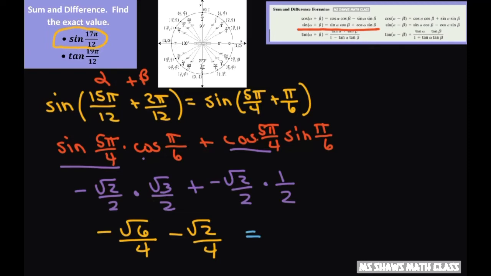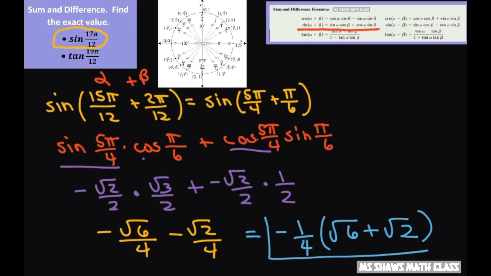It's good just to pull out the negative 1/4. If you pull out negative 1/4, you're going to get square root of 6 plus square root of 2. Looks a little better. Either answer is fine. But if you pull out a negative 1/4, you have to change this to a positive.